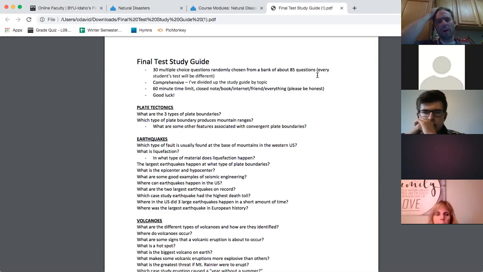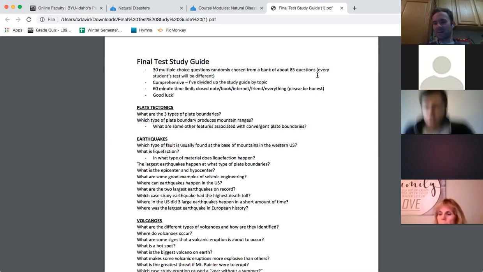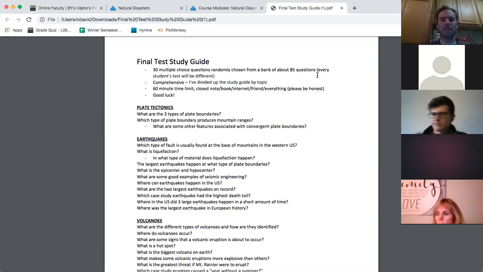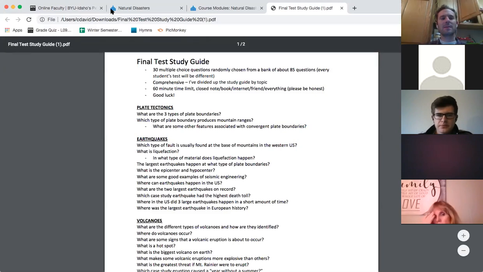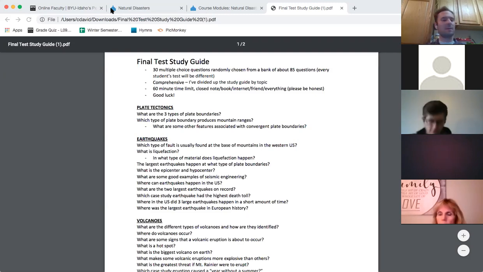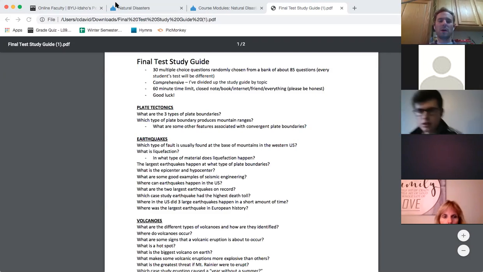So we're going to start with oldest. We're going to go back to the beginning. All right, so we'll start now with plate tectonics, and then we'll work our way forward.